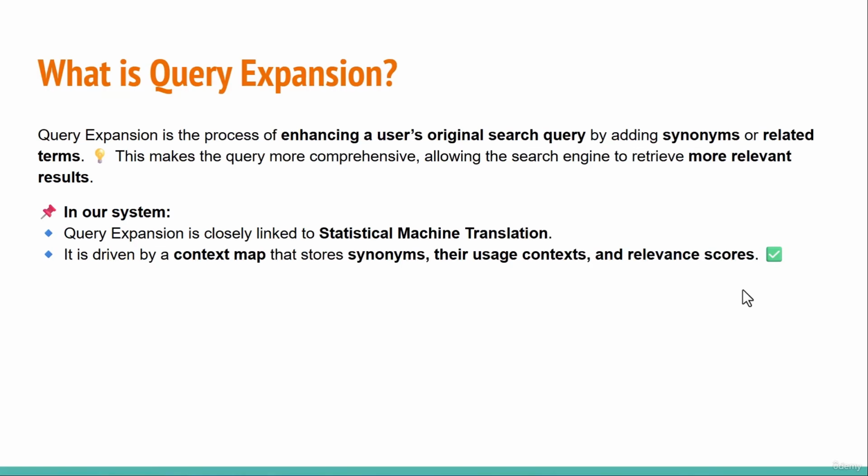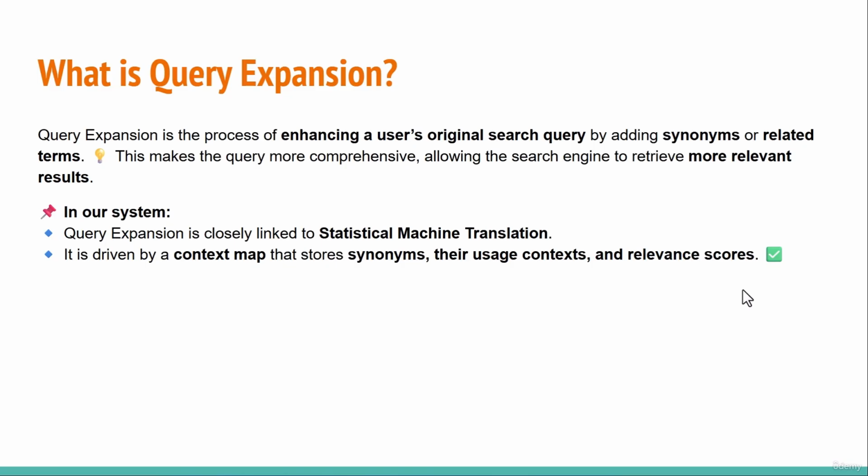Hello! In this video, we will learn about query expansion. Query expansion is basically a process to enhance a user's original search query by adding synonyms or related terms. Google adds synonyms and related terms. Why does it add them?